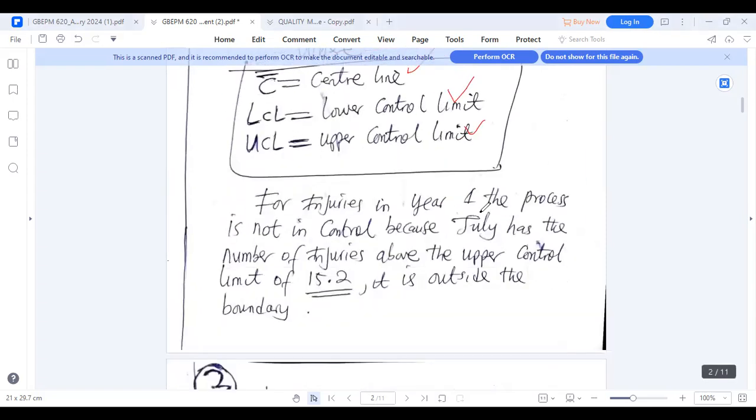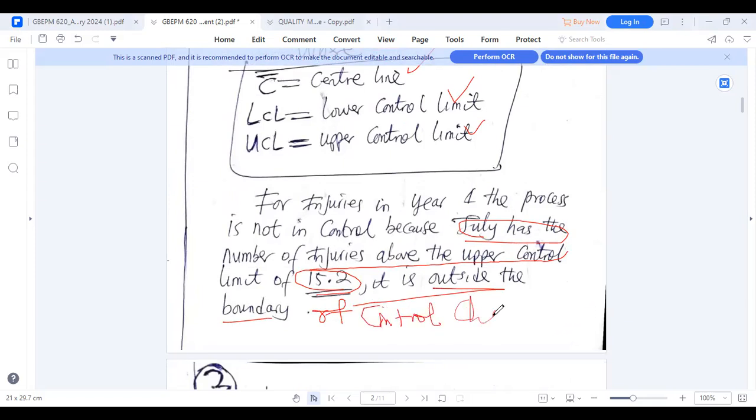Now, for injuries in the one, the process is not in control because in July, the number of injuries is above the upper control limit of 15.2. It is outside the boundary of the control chart. Okay, so this is about what we have.